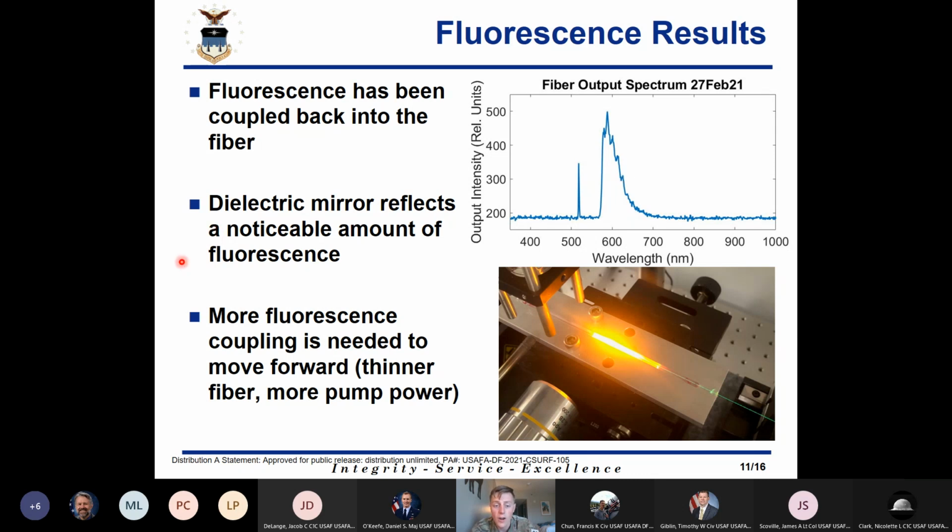With the dielectric mirror butted up against one end, we are reflecting a noticeable amount of the fluorescence, but that is one of the problems we're addressing right now, that back reflection of the light through the optical fiber. And in order for more fluorescence coupling to occur, we need a thinner fiber, which again, we've addressed a little bit recently. And we also need more pump power, which I've also talked about.